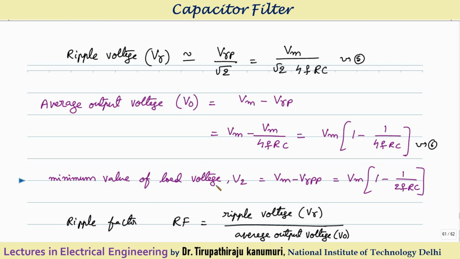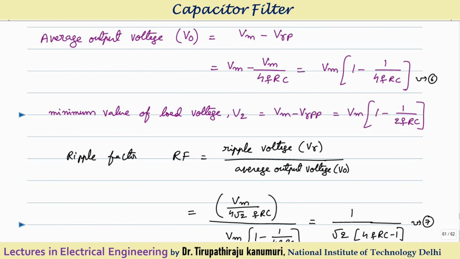So the minimum value of the load voltage, that is V2, is equal to V maximum minus VRPP, that is V maximum into 1 minus 1 by 2F RC. For this one you can add VRP, and in that way also you will get the same answer. You can add and check, you will get the same answer.